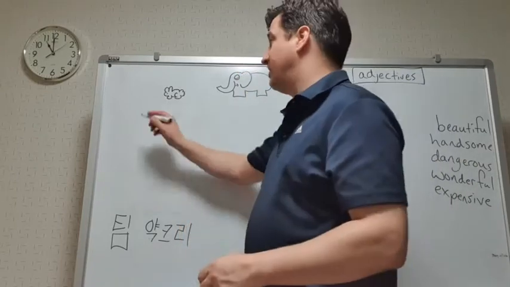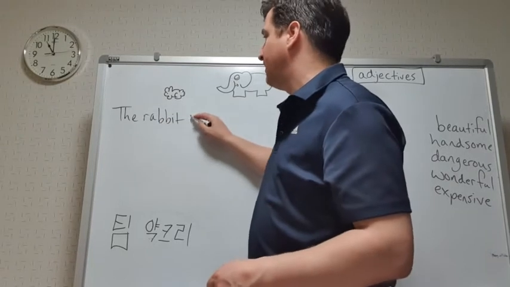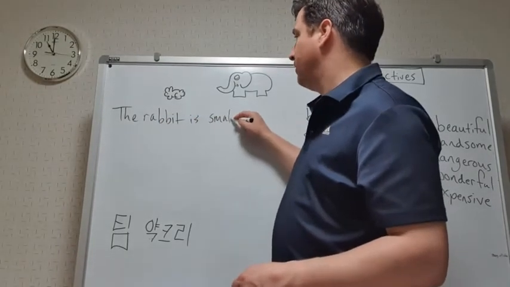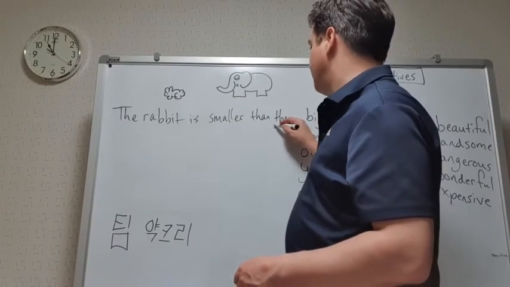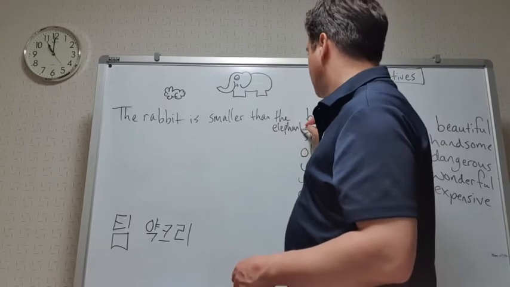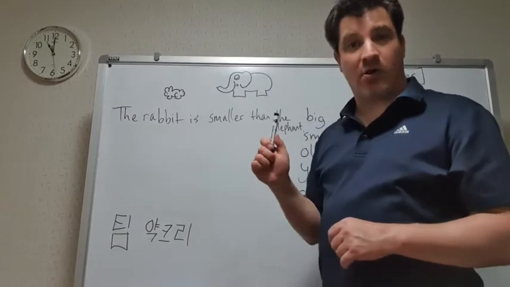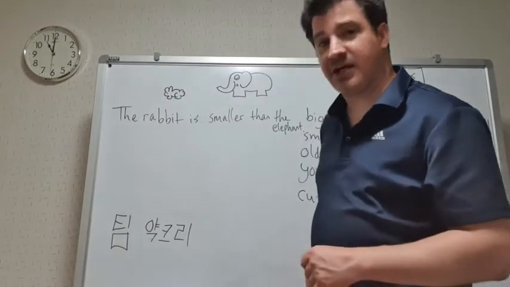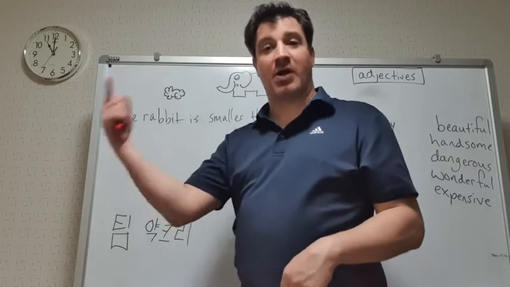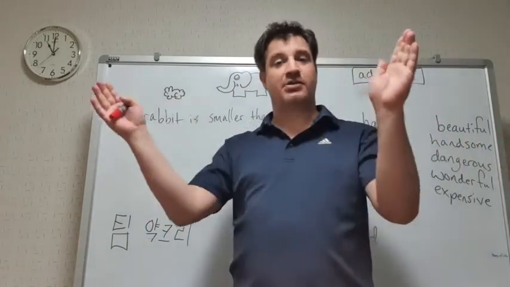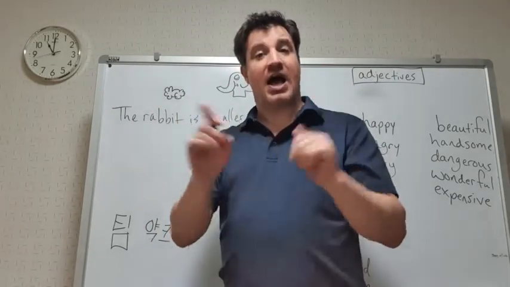Here's how. You would say, the rabbit is smaller than the elephant. Okay, sorry, running out of room. The rabbit is smaller than the elephant. Okay, this is a comparative sentence. Okay, you're taking that same information, the rabbit is small, the elephant is big, and you smushed it together to make one sentence. Now, how do you make this?